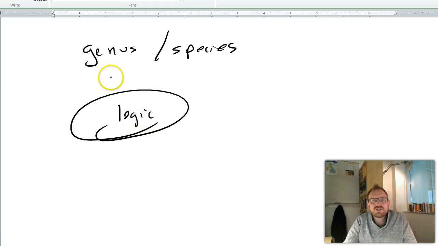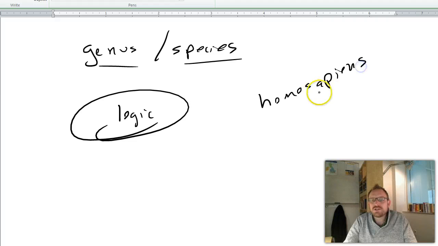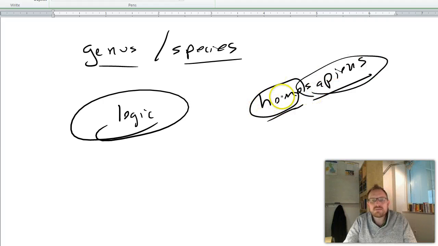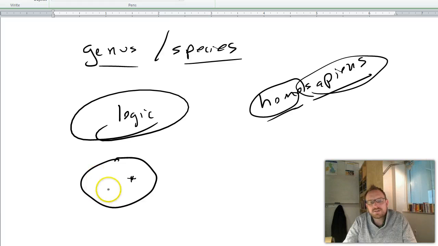Most of us have probably heard of genus and species when we think about Homo sapiens, right? And this is when we think about biology and the way in which we classify human beings, right? Humans have a genus of Homo, and we have the species sapiens, so we're Homo sapiens. This is the genus-species distinction, but in Logic, the genus to species distinction simply means that the genus is the larger category, and a species is a member of that category.